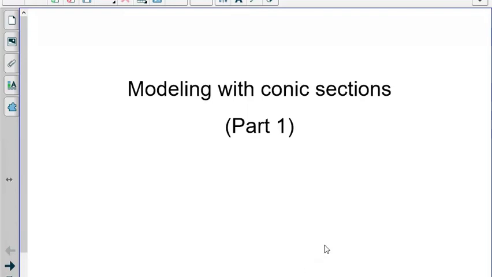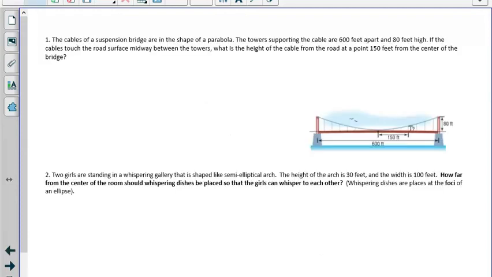This lesson is on modeling with conic sections. We'll do 3 problems on this activity, and we will do 3 problems on another video. Problem 1. By the way, these can be found in your packet.